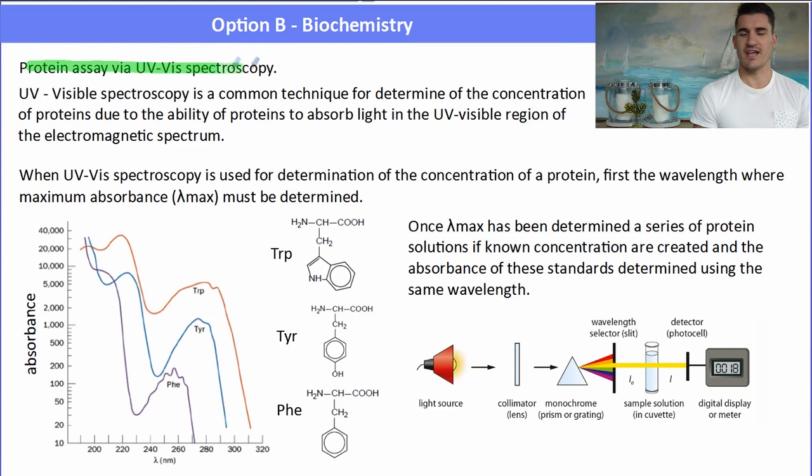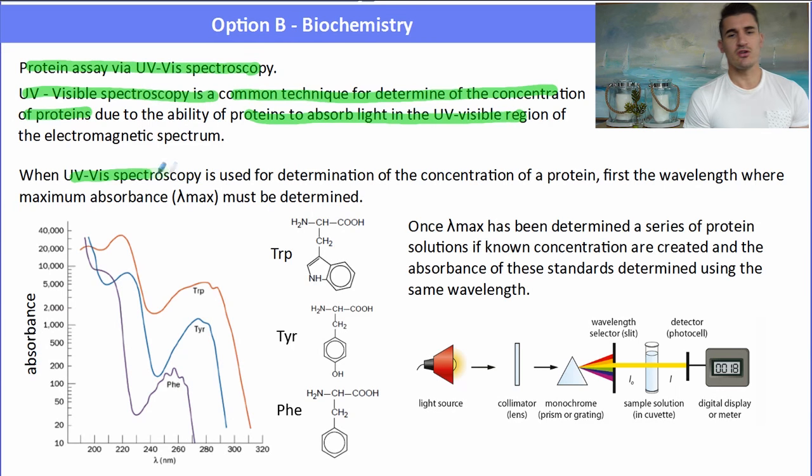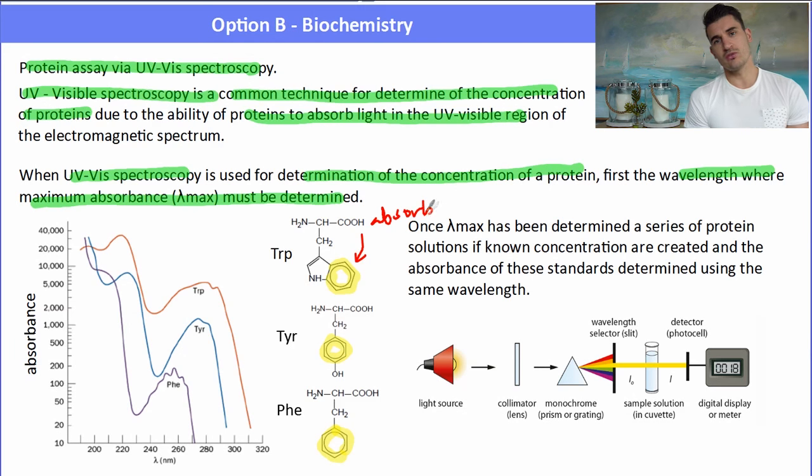The final thing is to look at protein assays, which is determining how much protein is in a sample. And we can do this using a technique called UV visible spectroscopy. Now, UV visible is useful because a number of the different proteins have benzene rings, and those benzene rings absorb UV visible light. But before we can do an analysis, we need to determine what's known as the Lambda Max, or the maximum absorbance at a particular wavelength. So here I've got 3 different amino acids all having a benzene ring. So they all absorb light in the ultraviolet visible region of the spectrum.